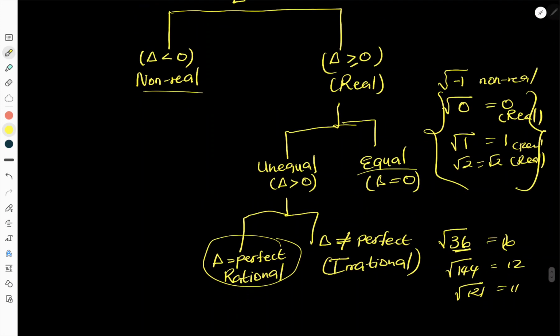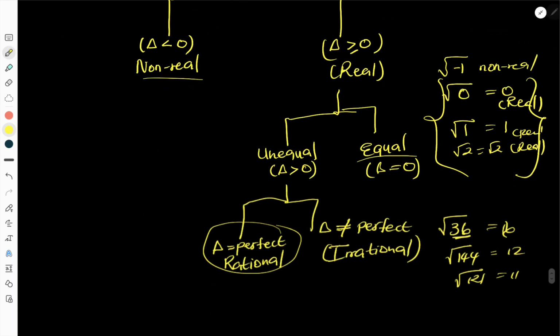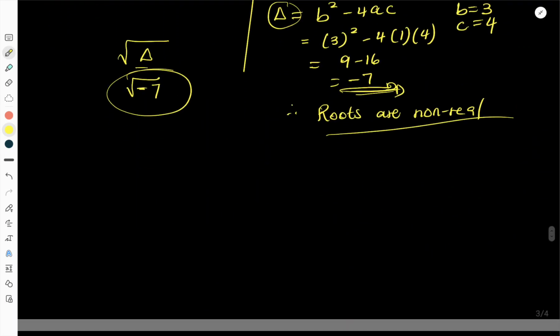So let's go back to that example of ours. Example 1, you got negative 7 as your delta. Therefore, what is your conclusion? There's only one conclusion that you can make: the roots are non-real. That's your answer.